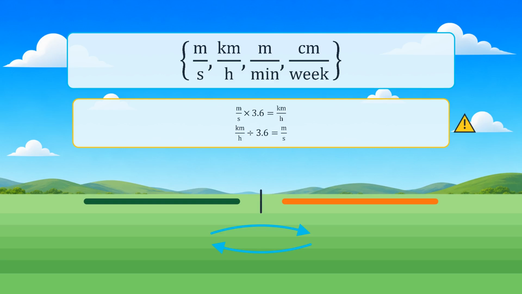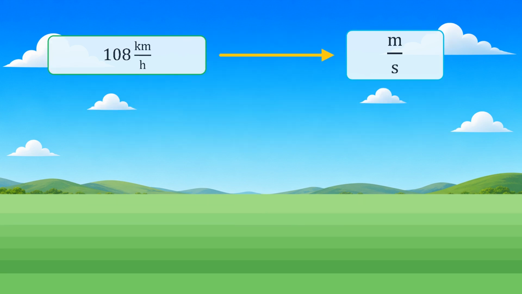If we learn it without understanding it, we can easily make mistakes with values such as 75 meters per minute or 8 centimeters per week. In those cases, we cannot simply multiply or divide by 3.6. We first need to understand what is actually being converted.